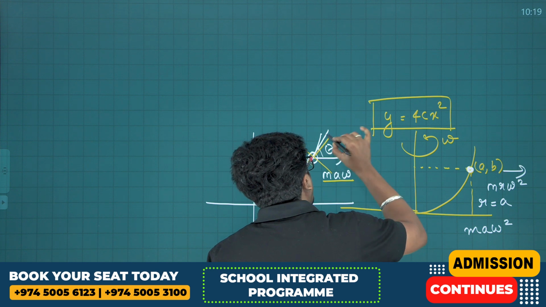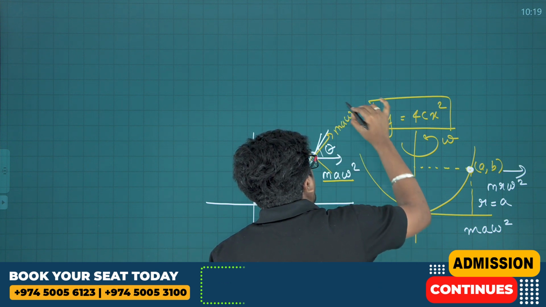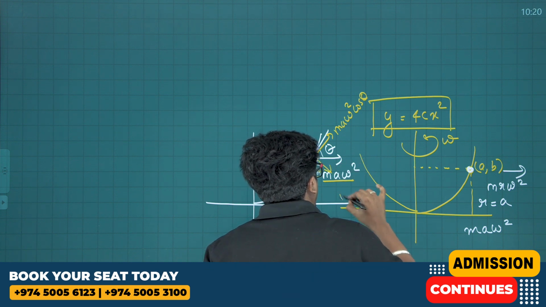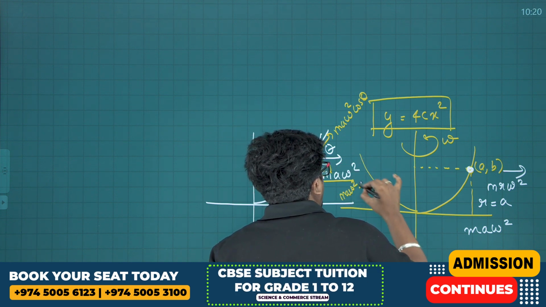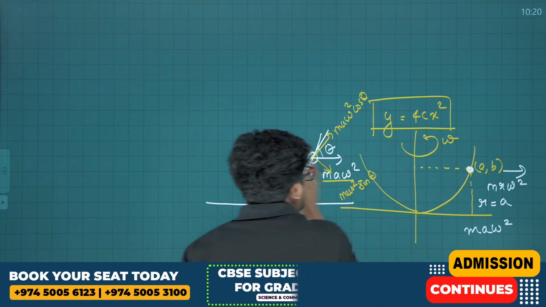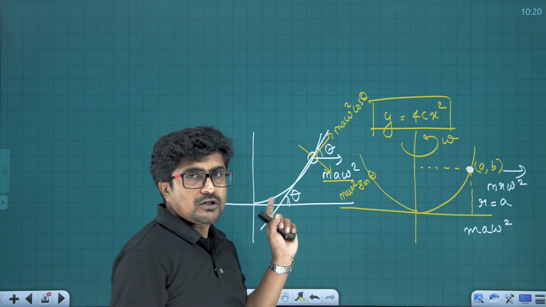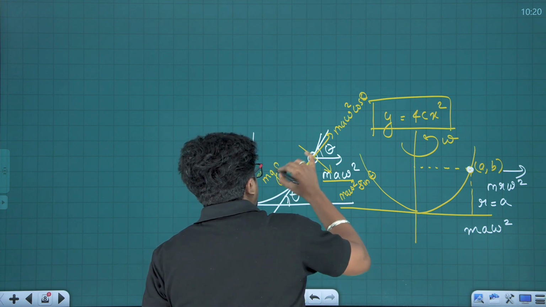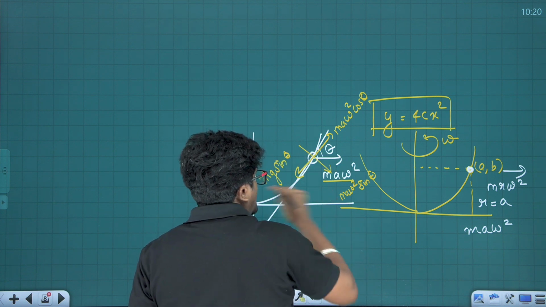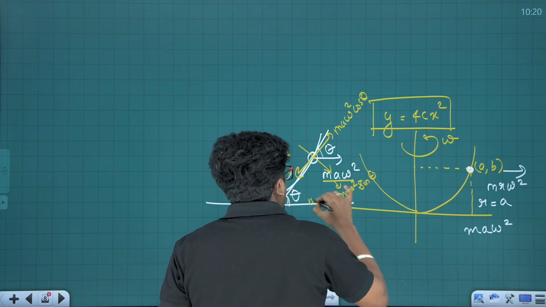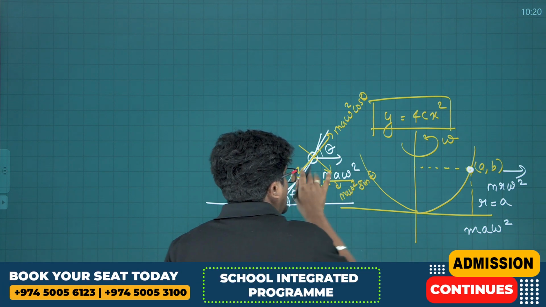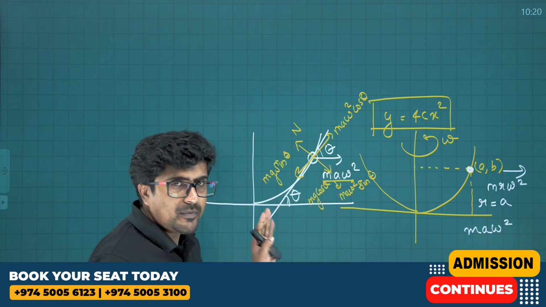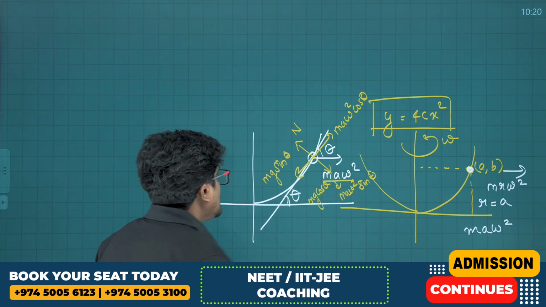Now, if I resolve this force, m a omega square, it's going to have two components. One is m a omega square cos theta in the upward direction, and the other one is m a omega square sin theta in the downward direction. That will offer the normal reaction. Other than that, there is one more force acting, that is mg sin theta in the downward direction, and of course mg cos theta is also in the downward direction, and altogether this offers the normal reaction. Normal reaction is not a matter of concern for us.